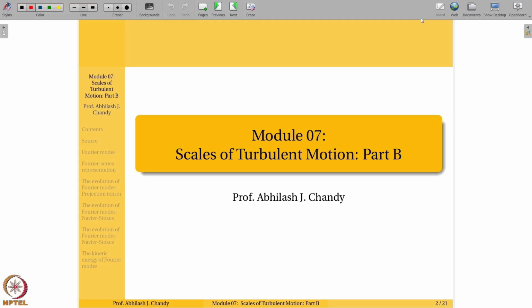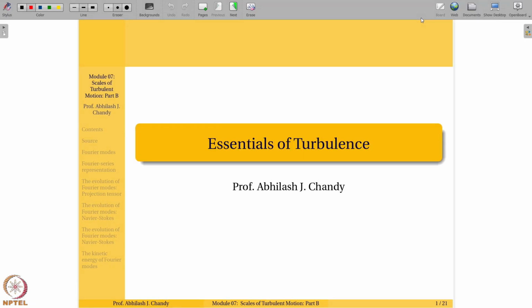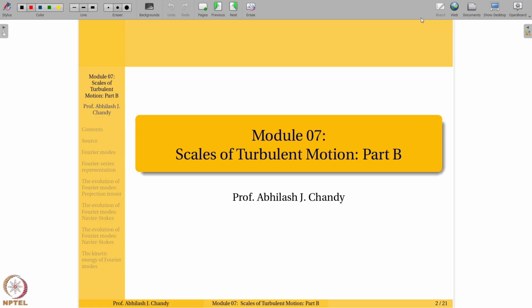Hello everyone. So today we are going to start with module 7, which is again dealing with the scales of turbulent motion. In module 6, we talked about Kolmogorov's hypothesis mainly. We dealt with his three hypotheses and how they related to the scales of turbulence. That was the focus, isn't it? The scales of turbulence, the length scales of turbulence.